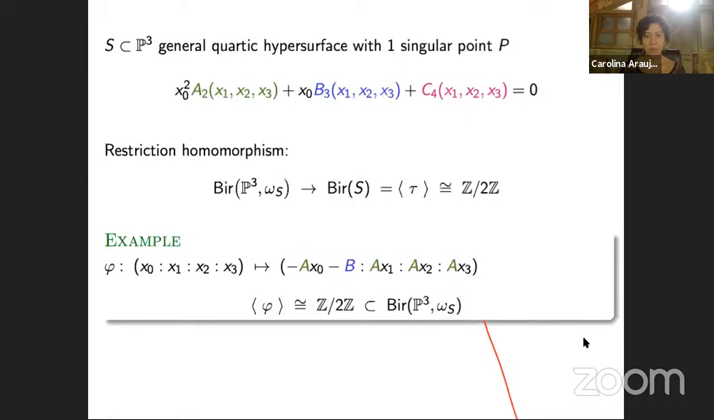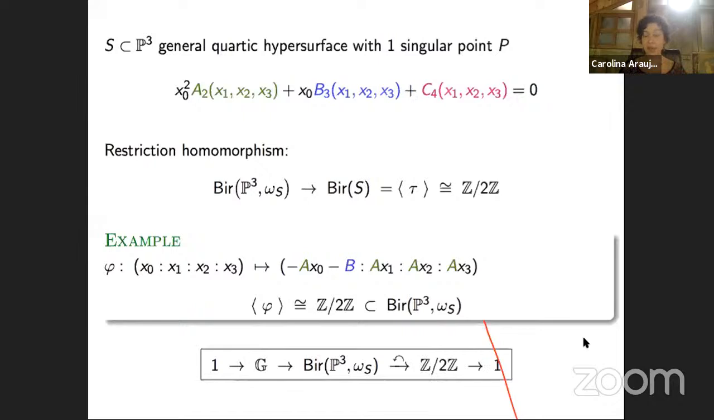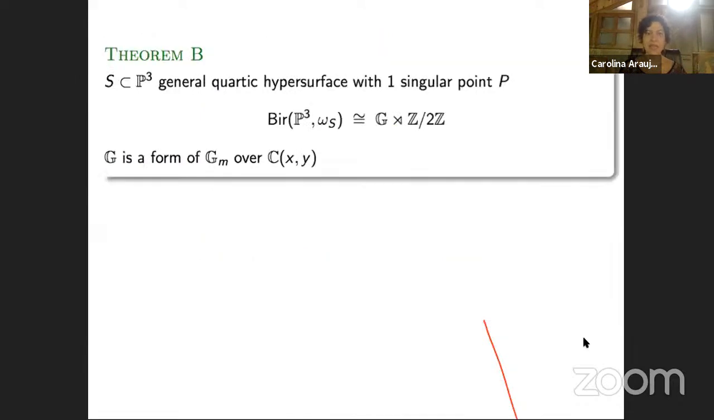Okay, and because this phi is also an involution, we have this split exact sequence, and this gives us our main theorem B that says that the birational group of P3 that stabilizes the hypersurface is a semi-direct product of a group G, which would be the kernel of the restriction, and the Z mod 2Z. And our tools also allow us to describe this group G. This is what we call a form of GM over the function field of the plane.